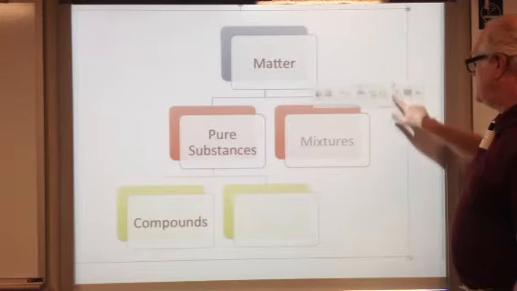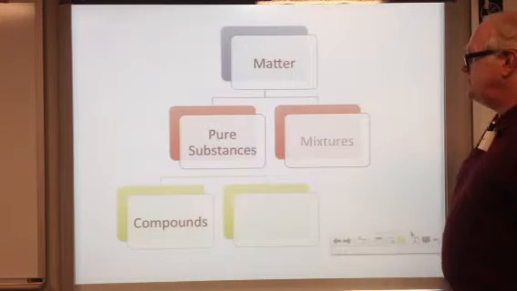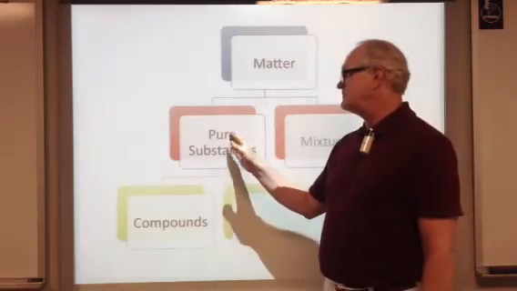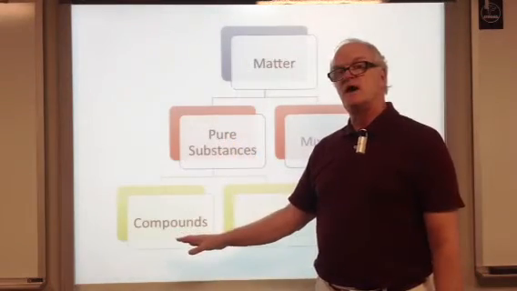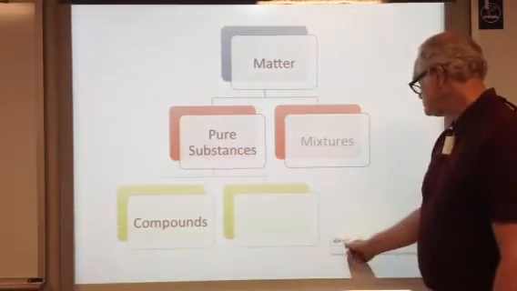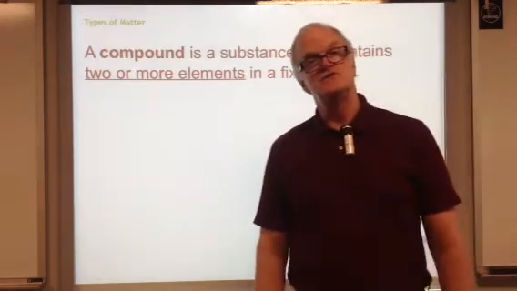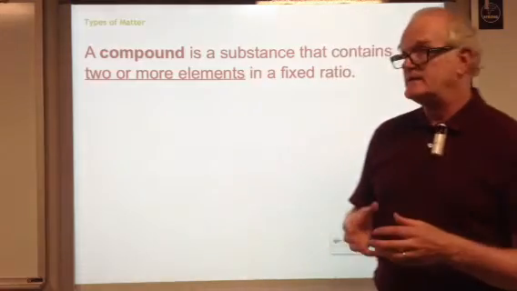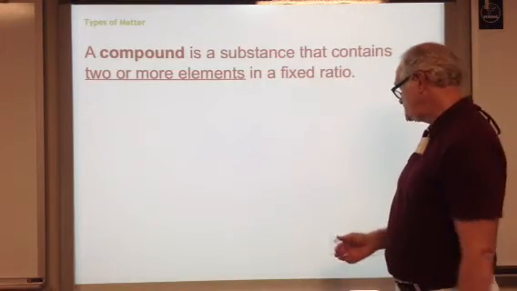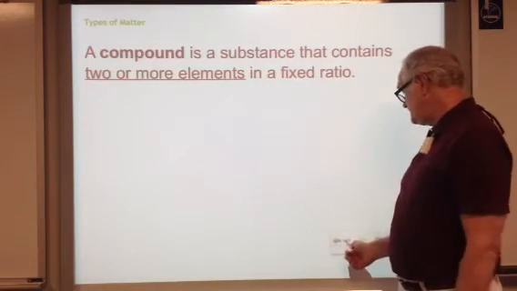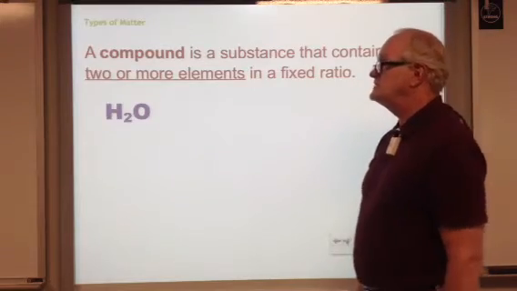So we can take those categories of pure substances and mixtures, and we can divide them up even further. So some pure substances are compounds. A compound is a substance that contains two or more elements chemically combined together in a fixed ratio. Now we can understand that sentence a little bit better, I think, with an example.